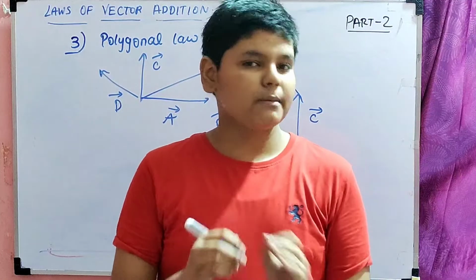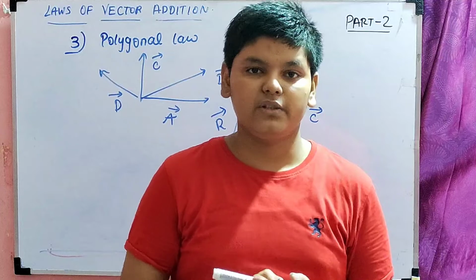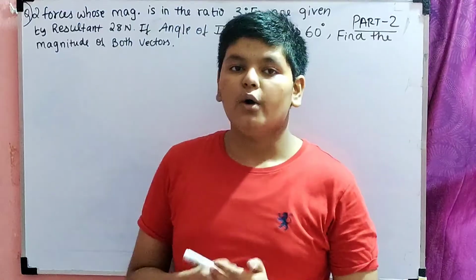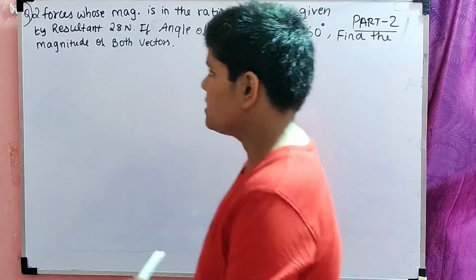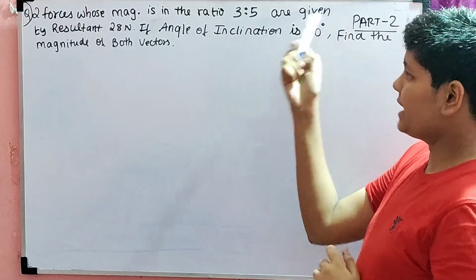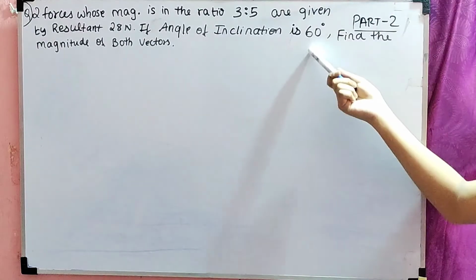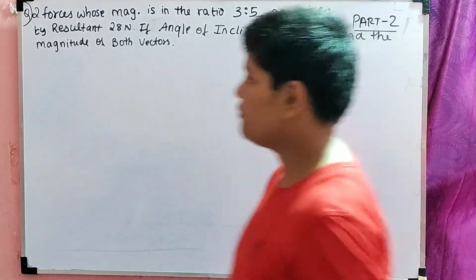Now we'll be doing some questions and we'll be discussing some special cases, and then we'll wind off with today's session. So let us see. Now we have a question over here: two forces whose magnitudes are in the ratio 3:5 are given, with resultant 28 Newton. If the angle of inclination is 60 degrees, find the magnitude of both vectors.